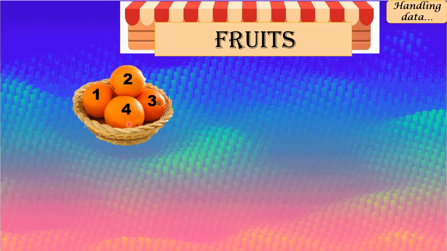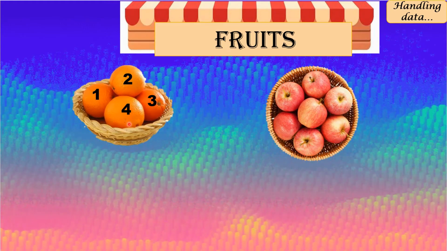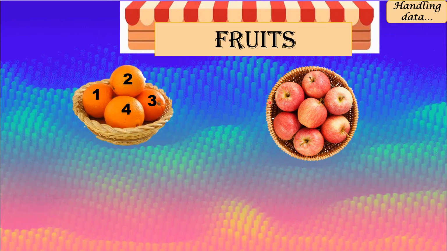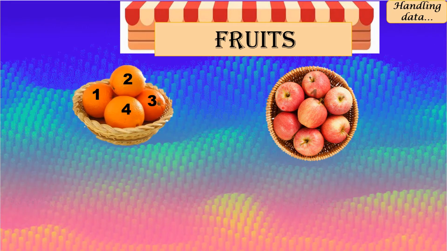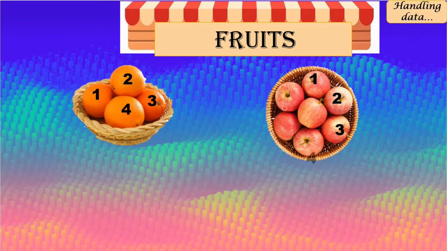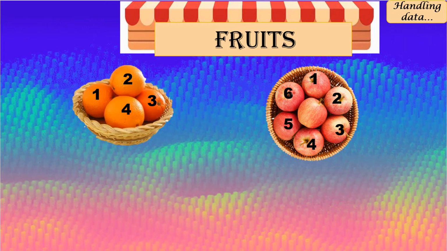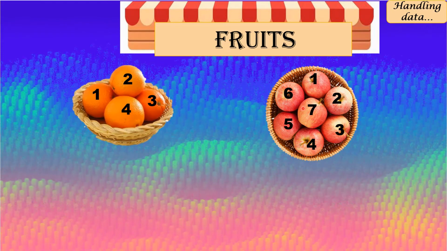Now let us talk about the other fruit here. What is this? Yes, it's an apple. So how many apples are there? Let us count. 1, 2, 3, 4, 5, 6 and 7. So there are 7 apples in the basket.